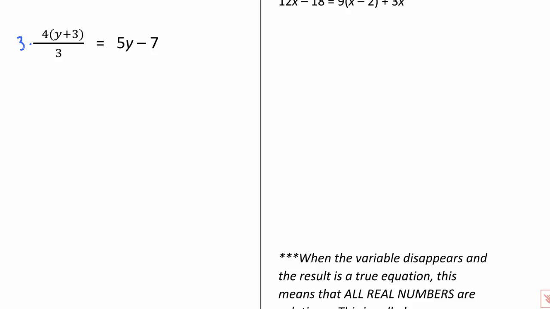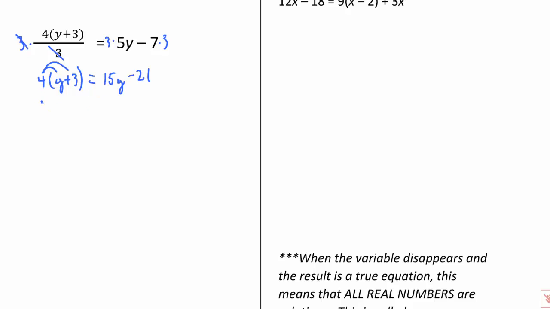So I'm going to multiply both sides by 3, which in this case just means multiply everything by 3. Now notice that 3 divided by 3 is 1. That effectively cancels the denominator. So all I'm left with is 4 times (y plus 3) is equal to 3 times 5y, which is 15y, and then negative 7 times 3 is negative 21. Now I simplify both sides. Distribute the 4, combine like terms, and then solve.